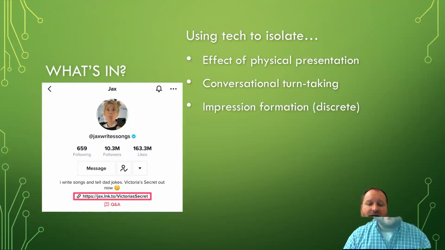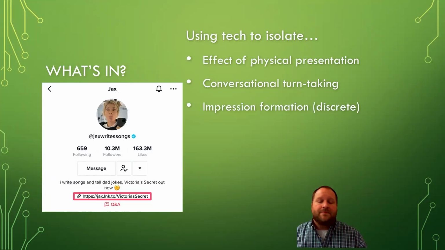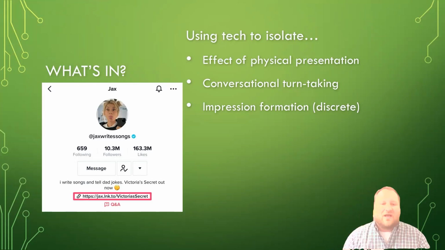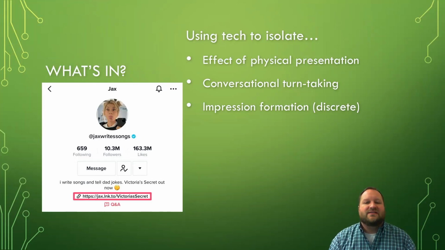And lastly, we can look at impression formation in new ways. When you meet someone new for the first time in person, you're immediately flooded with so much information about that person, what they look like, what they sound like, what they smell like. But when you're online, those cues get throttled. And so we can make really discrete, really small, nuanced changes to a very limited subset of information to track the effect on impression formation.